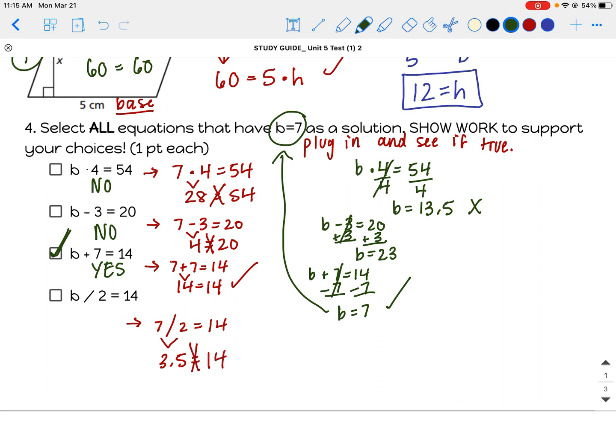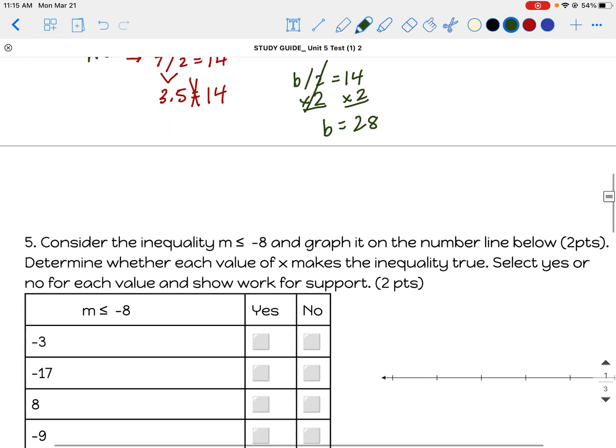And then we can try the other method. We would solve for b. So the opposite of dividing by 2 would be multiplying both sides by 2. b would equal 28, which of course does not equal 7. So that one would also be no. All right, that's how we determine if something is a solution to an equation. Let's move on to number 5.